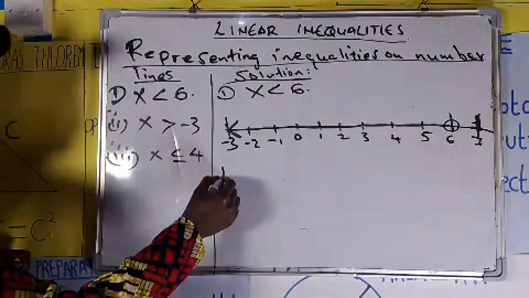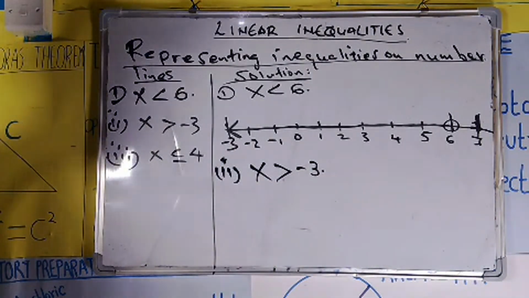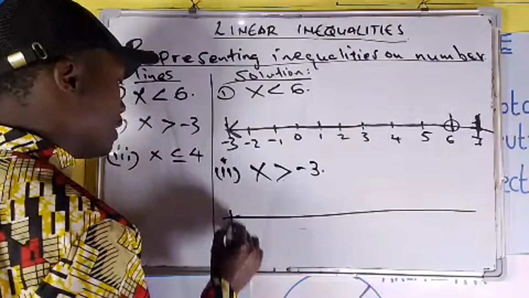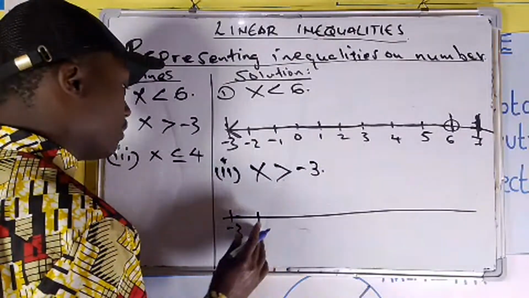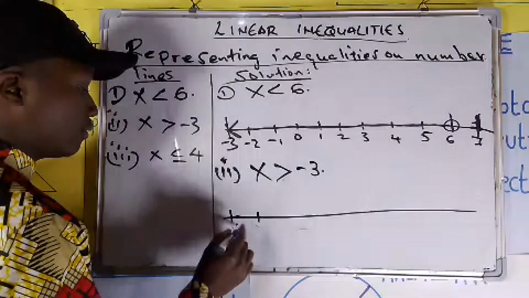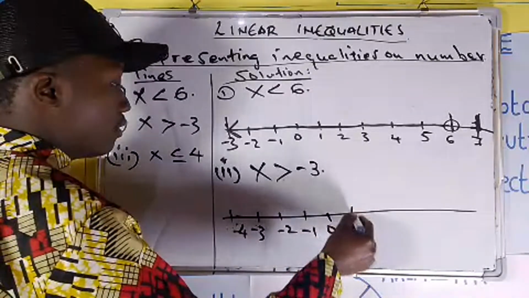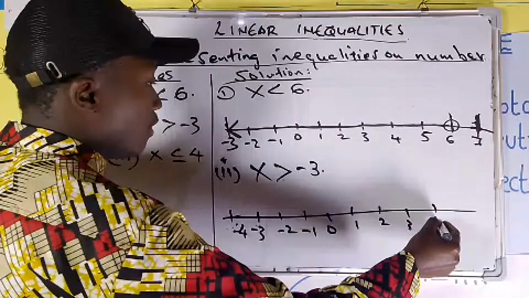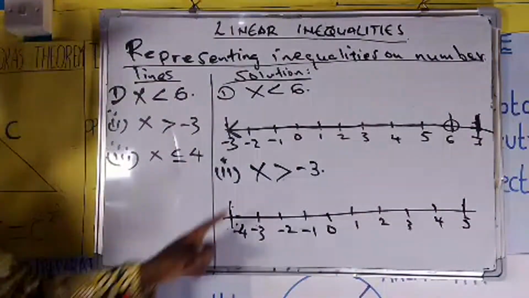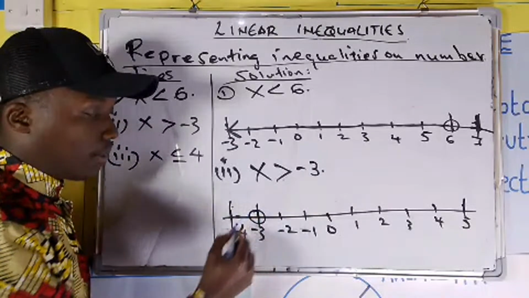Let us represent Roman 2: x is greater than negative 3. We are going to draw a number line, and in our number line we can start with negative 4, negative 3, negative 2, negative 1, 0, 1, 2, 3, 4, 5. Because we have x is greater than negative 3, we come to negative 3 and make a circle there.